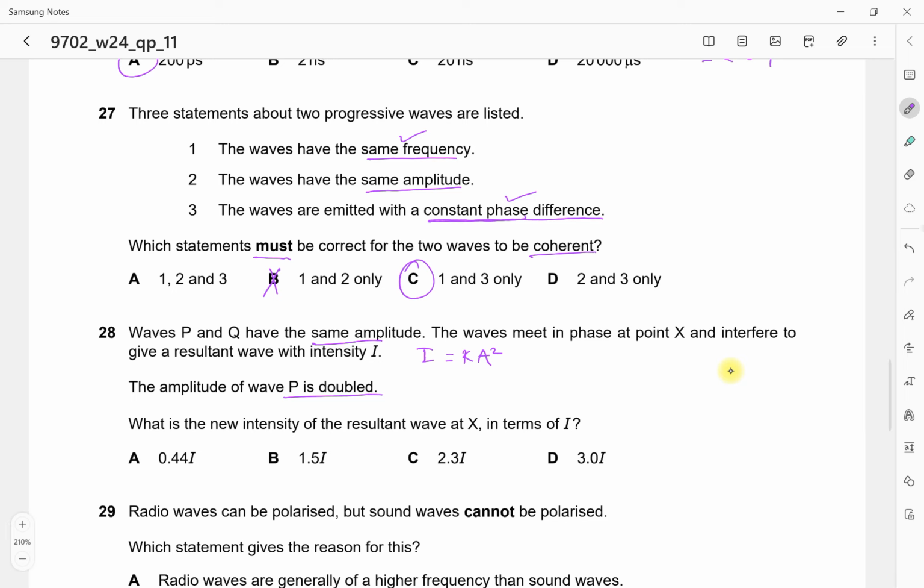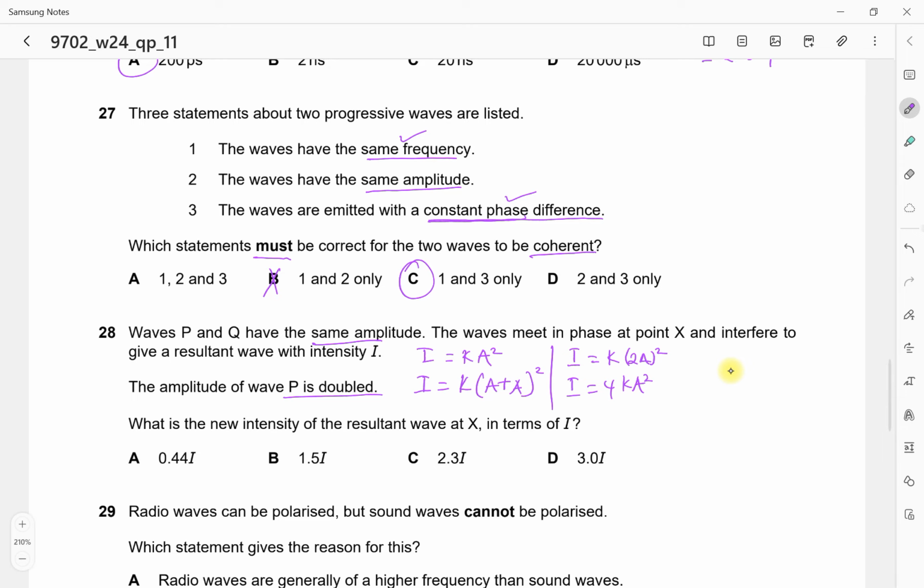We know that intensity equals a constant times the amplitude squared. So for the first case, they had the same amplitude, and the intensity was I. So I is equal to a constant K, the amplitude of P was A, the amplitude of Q was also A, and this was squared. So I is equal to K times 2A squared, so I was equal to 4K A squared. That's number one.